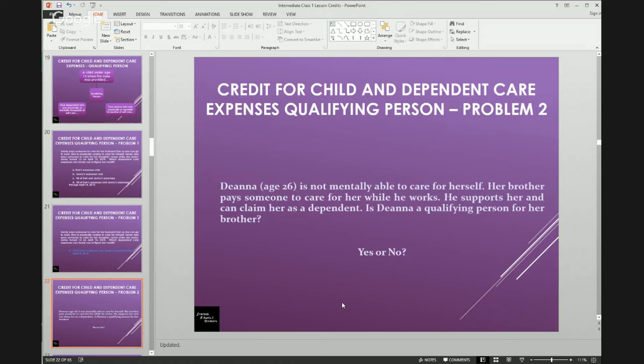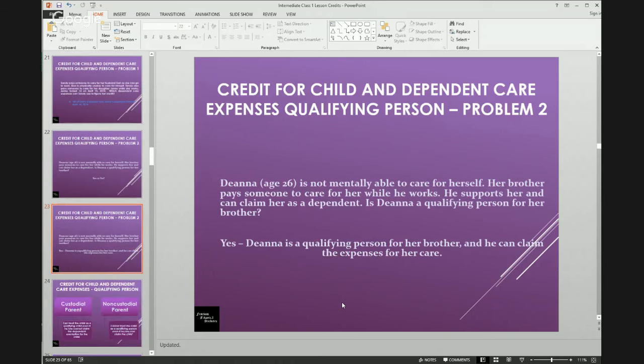Here's another example. Deanna is 26, but she's not able to care for herself. Her brother pays someone to care for her while he works. He supports her and he can claim her as a dependent. Is Deanna a qualifying person for her brother? And the answer would be yes. Deanna would be a qualifying person and he can claim the expenses for her care.